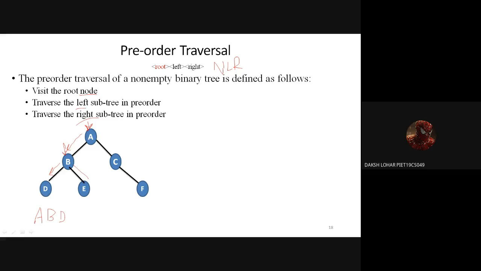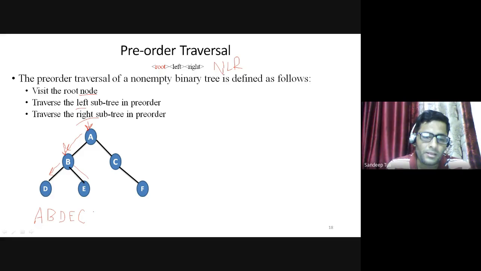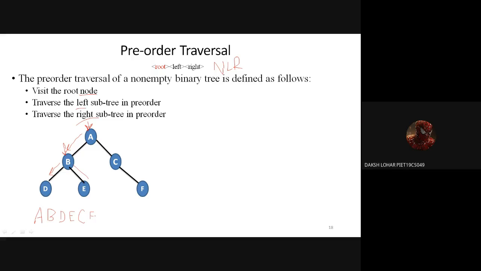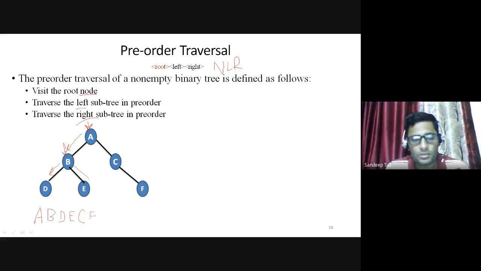Then what? E. Then C and then F. No, null will not be there actually. We will not print the null. We will only print the values of the nodes. Whenever a null comes, we return only. So we will have something in the kind of algorithm. This is the pre-order traversal of that tree: A, B, D, E, C, F. Is it okay?